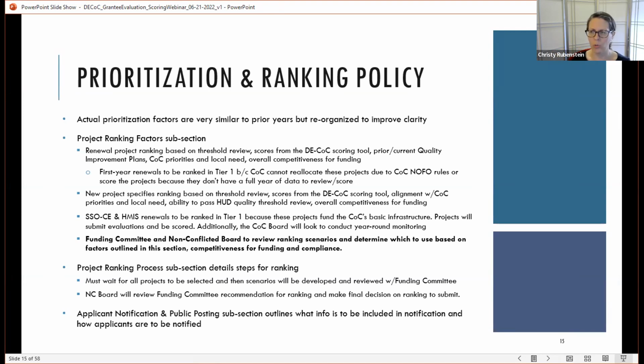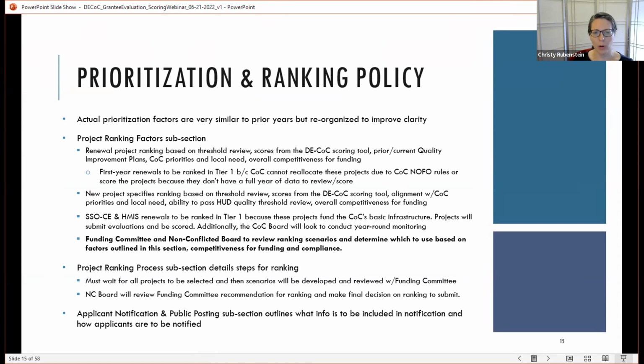This has been broken out into subsections, and there are project ranking factors listed. There's a set of factors for renewal projects and a set of factors for new projects. They also specify that the SSO and HMIS renewals will be in tier one. First year renewals will be in tier one. For those unfamiliar with tier one and tier two, tier one funding is essentially safe funds, and tier two is projects that are included in the national competition. We don't know what the line is until HUD releases the NOFO and gives us that information.